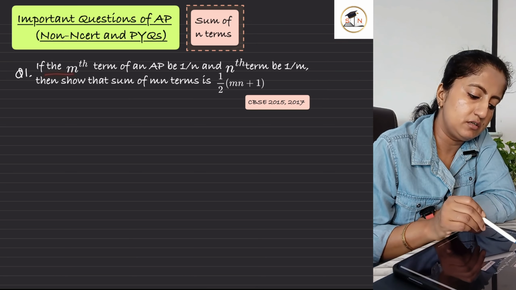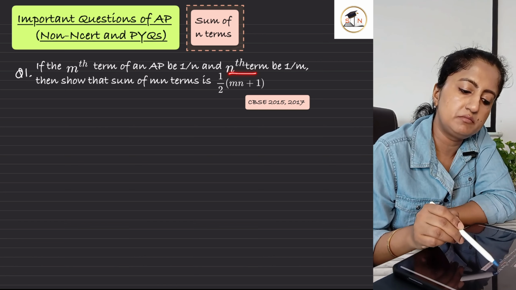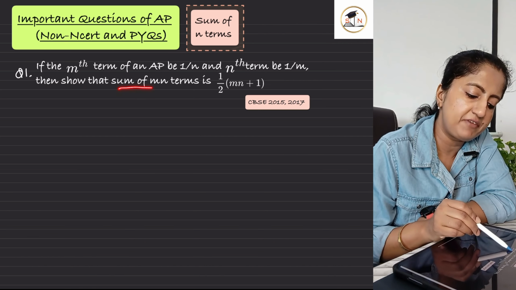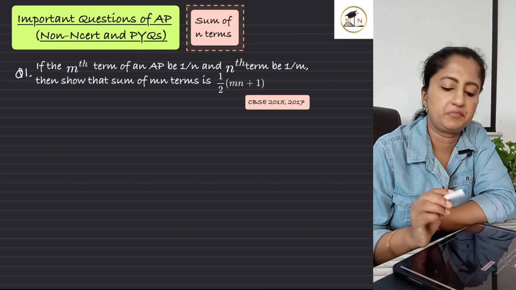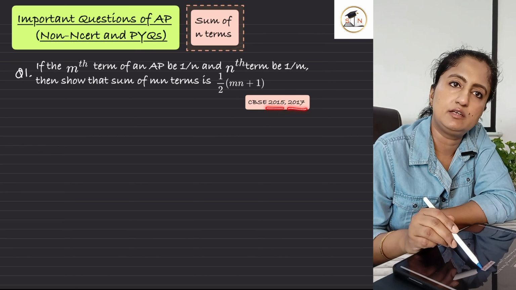If the mth term of an AP be 1 by n and nth term be 1 by m, then show that the sum of mn terms is half times mn plus 1. Now, this question has appeared in 2015 and 17.